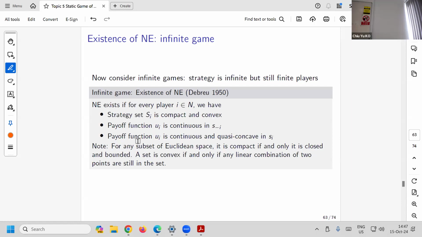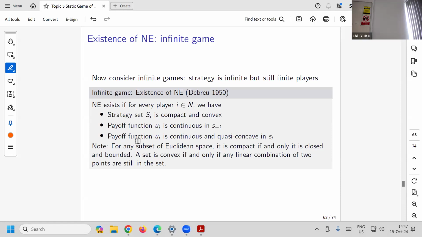Around the same year, there was a proof, and it can be shown that as long as your strategy set is compact and convex, satisfied in our standard Euclidean space, an equilibrium exists. Closed and bounded means compact, and convex means anything in the middle is also there. And usually when we talk about the standard Euclidean space, you choose a number, or any dimension, finite dimension is fine.